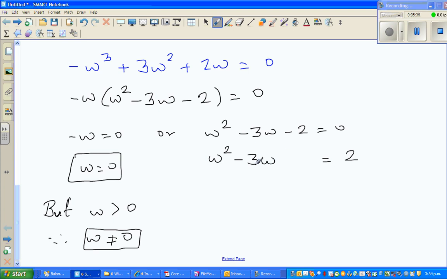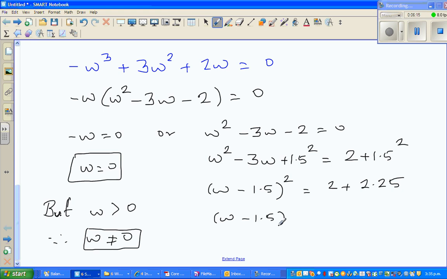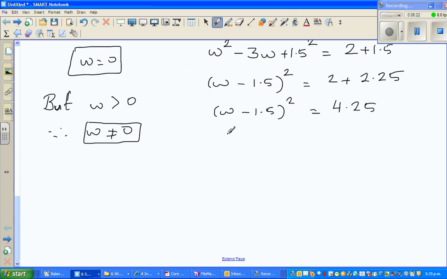Now to make this a perfect square, you have to take half of 3. Half of negative 3 is negative 1.5, and then square it. So I'm going to write here 1.5 squared. Now this will become a perfect square. If you write 1.5 squared here, you have to write 1.5 squared here too. So this will become W minus 1.5 squared is equal to 2 plus 2.25. I'm not using a calculator. So W minus 1.5 squared is equal to 4.25.